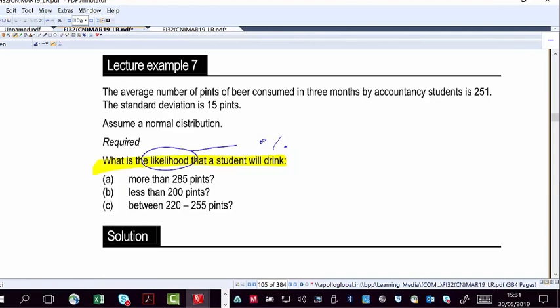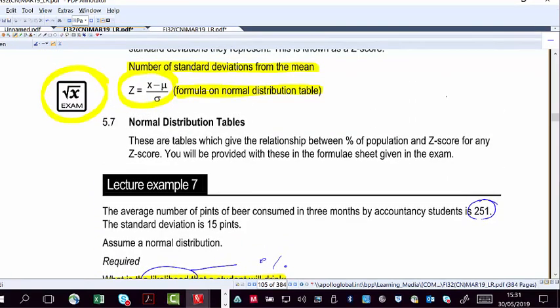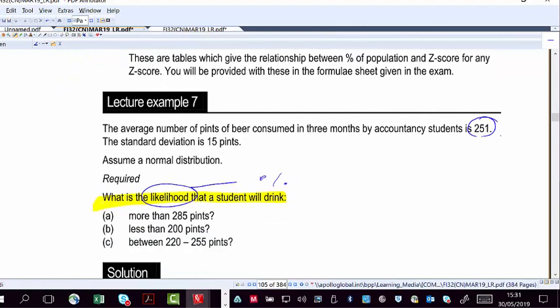So it tells us that the average number of pints of beer consumed in 3 months by an accountancy student is 251. So that 251 is our mean. Yep, so that's the mean that we're going to use to put into the formula here. And remember, the mean was denoted by our symbol μ. So I'm just going to note that the mean is 251. And we're told that the standard deviation is 15 pints, which is denoted by sigma.